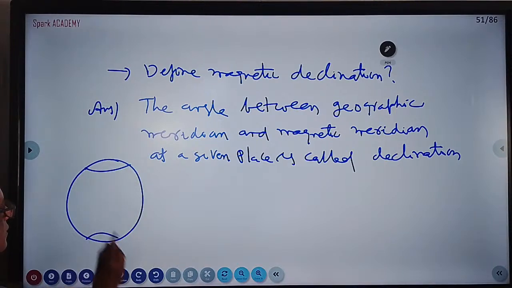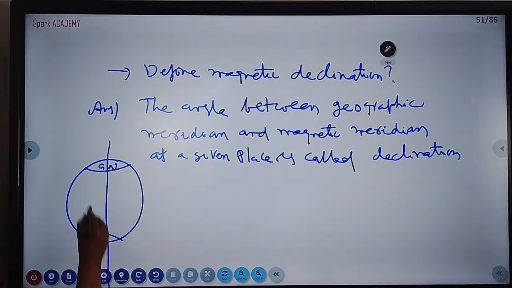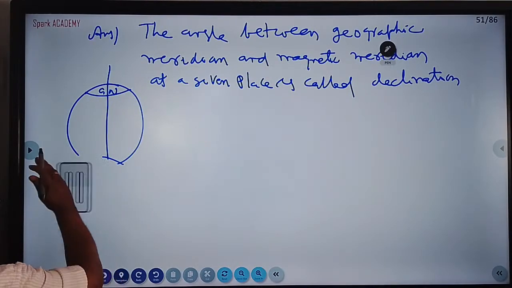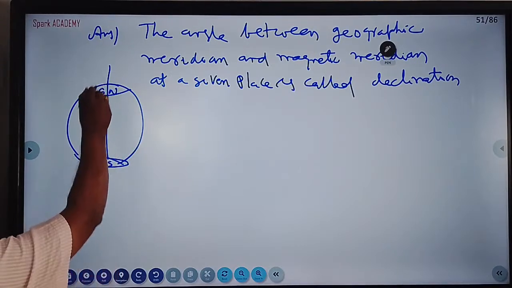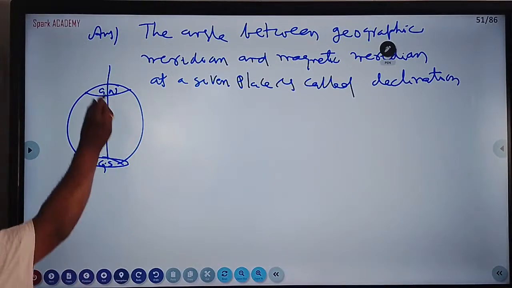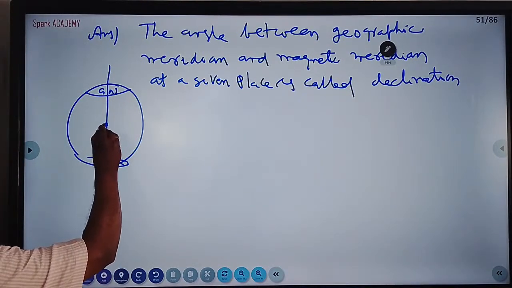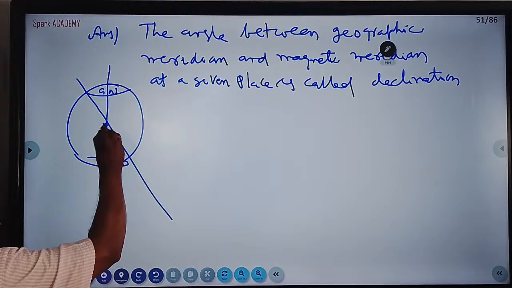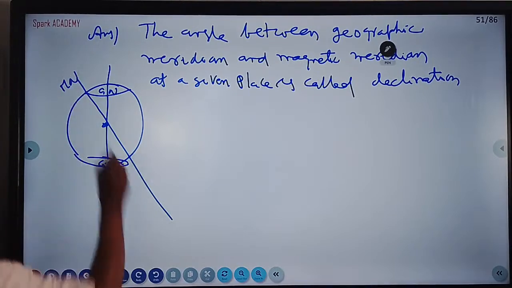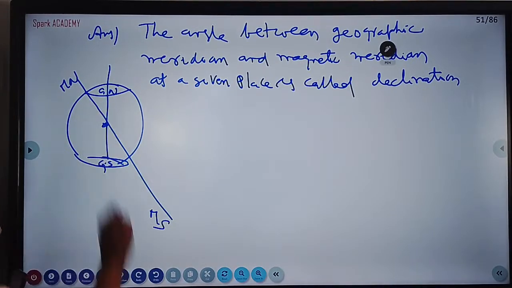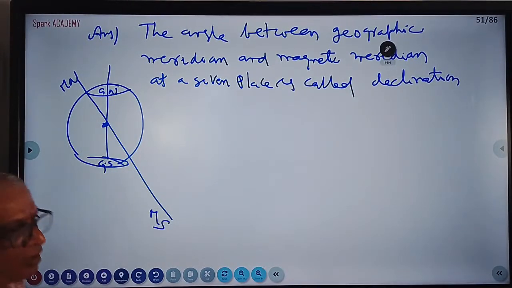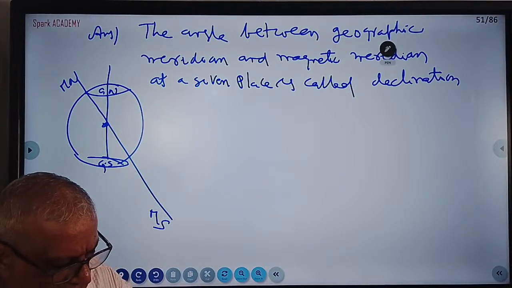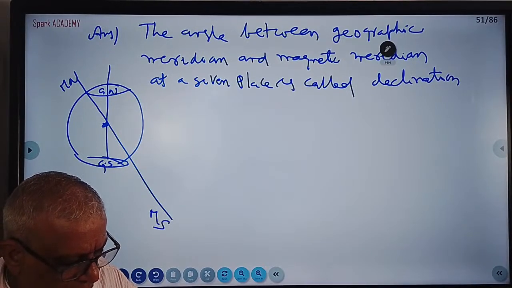This is geographic north, geographic south. So this is one axis, one meridian. Geographic north, geographic south, one meridian will be there. Magnetic north, magnetic south, one magnetic meridian will be there. The angle between the geographic meridian and the magnetic meridian is called declination.